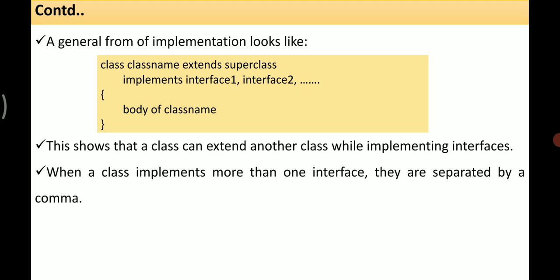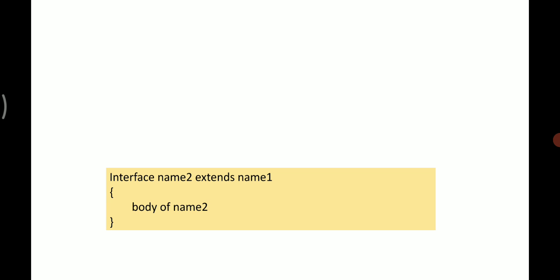While we implement interfaces, the class can extend another class. When a class implements more than one interface, they have to be separated by a comma. So we have to make use of a comma separator when the class implements more than one interface.